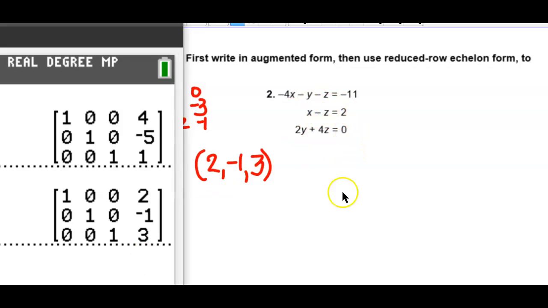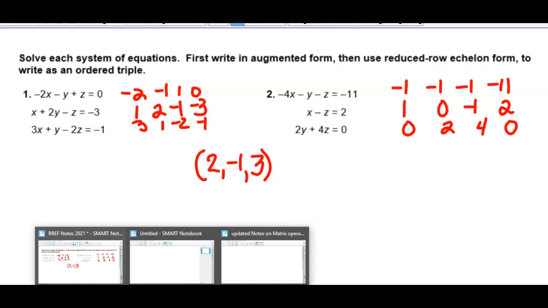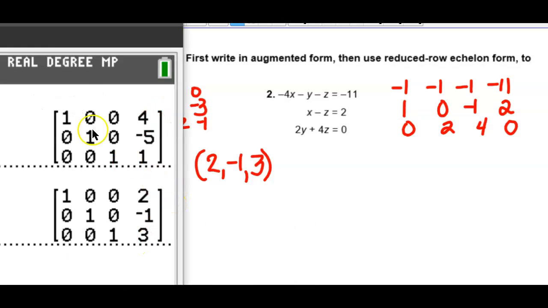All right, we're going to do this one, but we're going to need some zeros. Negative 1, negative 1, negative 1, negative 11. 1x, 0y, negative 1z's, and 2. This one has 0x, 2y, 4z, and 0.